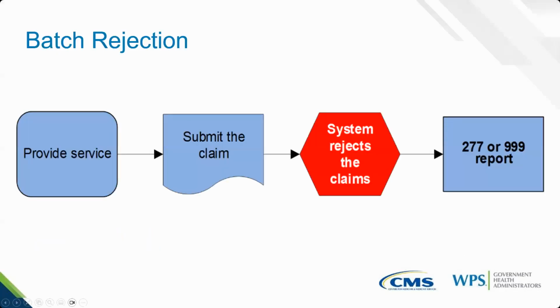To fully understand rejections and denials, it's very important that you recognize the path that a claim takes, or what we like to call the life of a claim. Here is a simplified graphic, and this shows how a claim gets into our system. The service is provided, a claim is submitted, and our system may reject the claim or the batch of claims. When that occurs, a 277 or 999 report is generated.